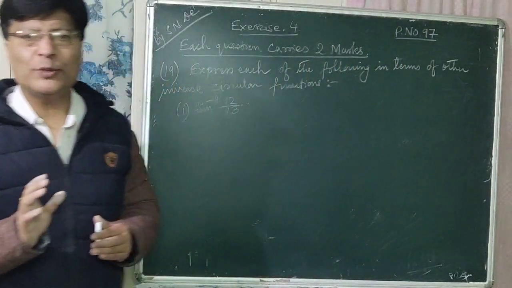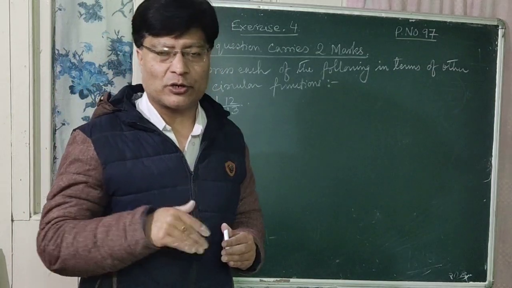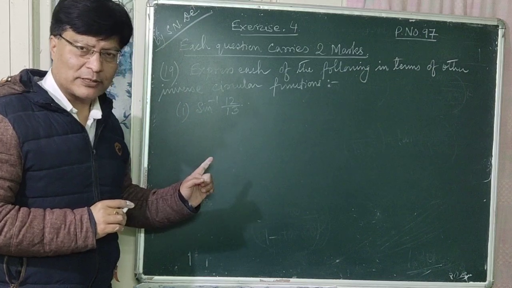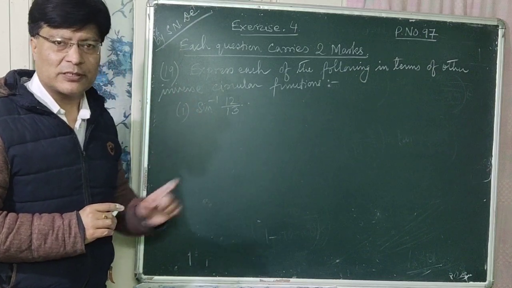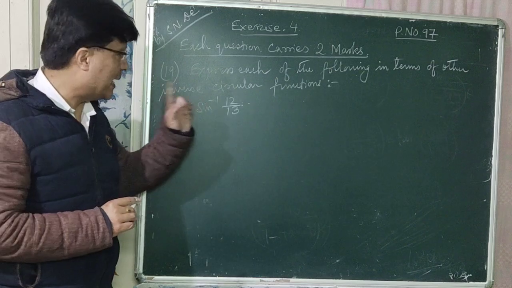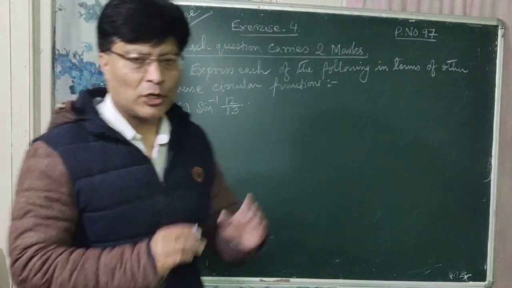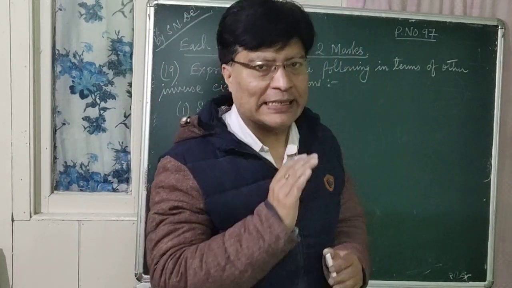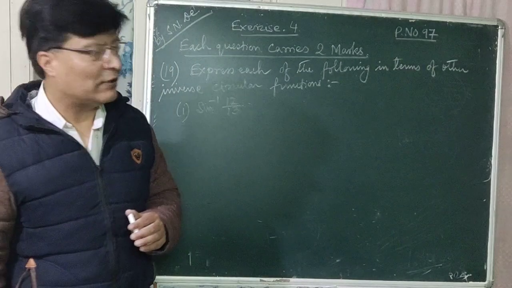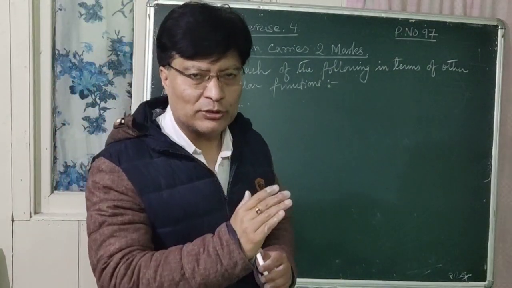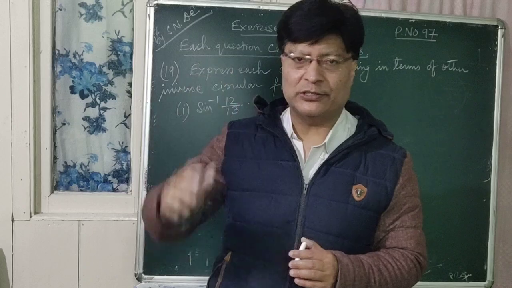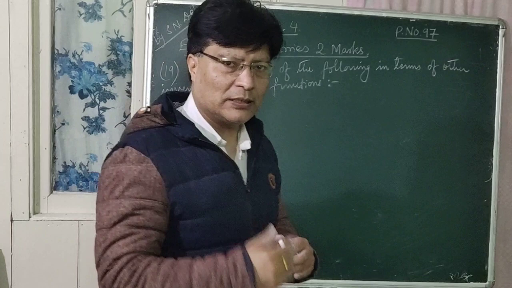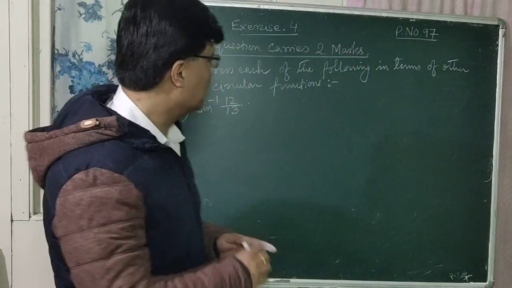What do you mean by in terms of other inverse circular functions? That is, in terms of cos inverse, in terms of tan inverse, in terms of cosec inverse, in terms of sec inverse, and in terms of cot inverse. So whenever an inverse circular function is given, you can easily convert it into other inverse circular functions, right?